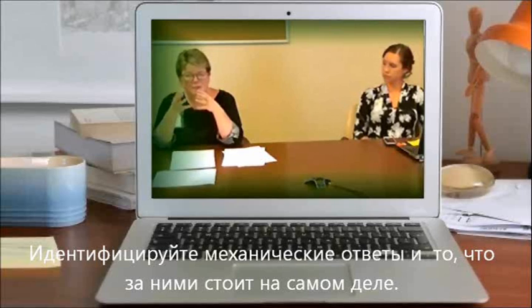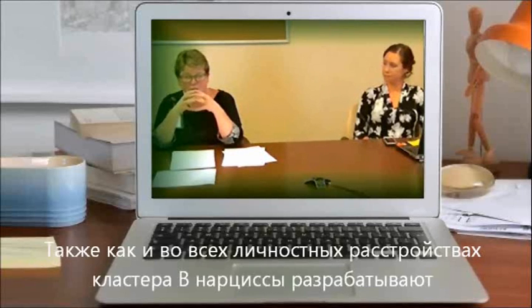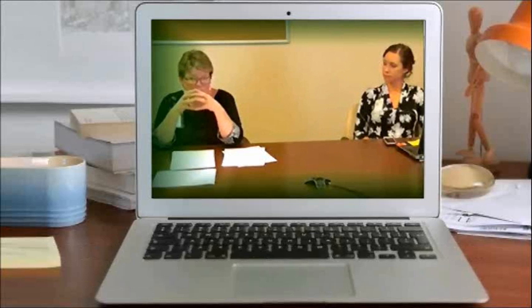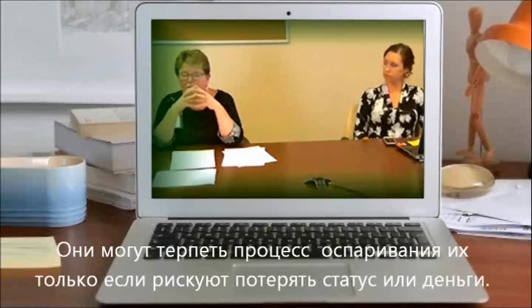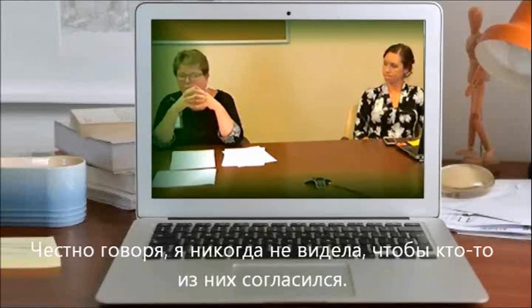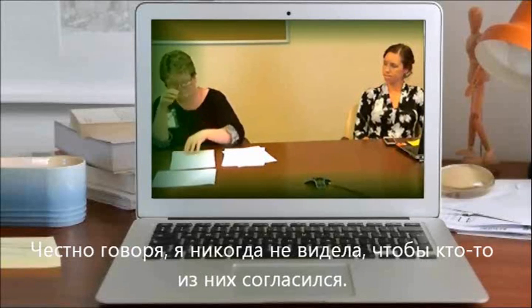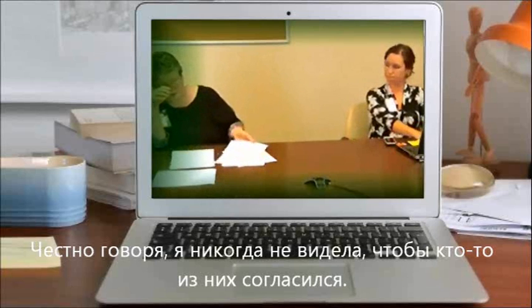Identify automatic thoughts and create balancing statements. Just like all other cluster Bs, narcissists develop automatic responses, and it serves them well. It would be very difficult to get a narcissist to challenge those willingly. If they were going to lose either status or money big time, they might tolerate the process. Honestly, never seen any of them invest in it.